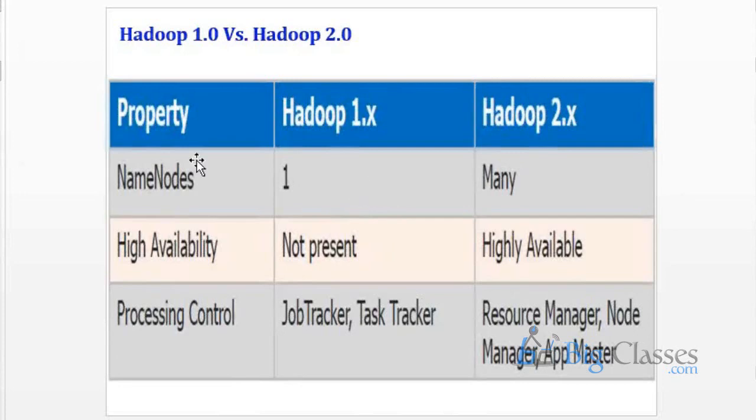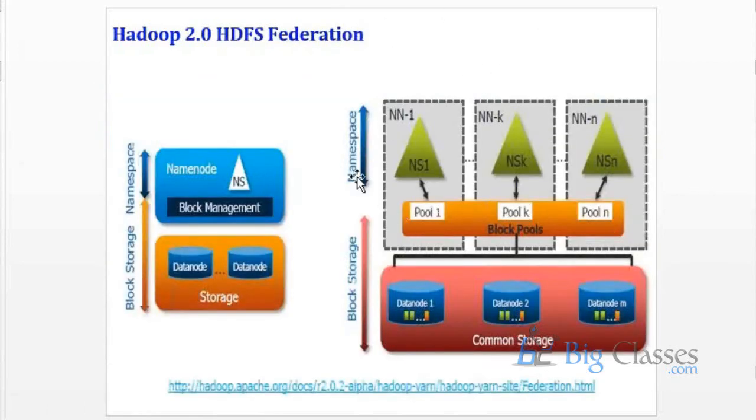This name node will not store any data. It just stores the metadata information. As the name node stores the metadata information, with the 1.x version it is going to have only one name node, which is connected to n number of data nodes. And in the 2.x version we are having many name nodes. This many name node concept we are going to call a namespace. See here, one name node, second name node, like this.